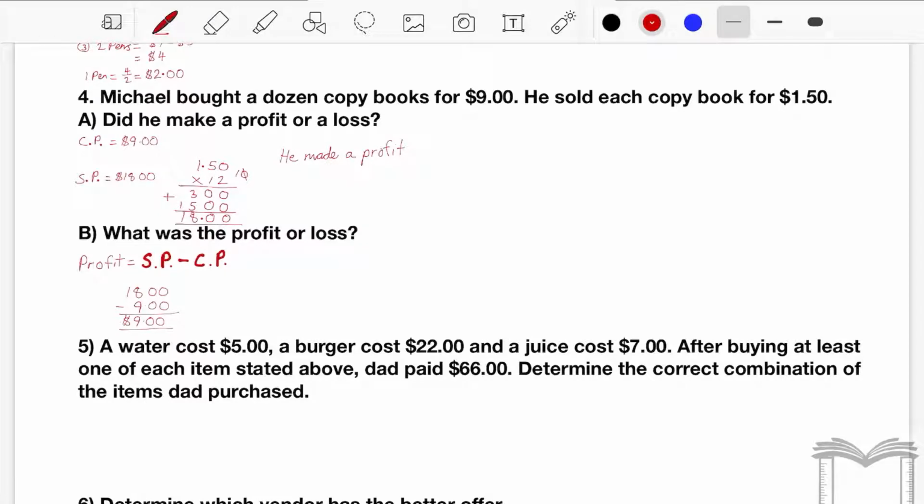So this is a question that will take you some time. One way to work this is by trial and error. We try different combinations of water, burger, and juice, and add the total to see if we get 66. Now, in doing this question, we must get exactly $66, since that is what they said that he spent.